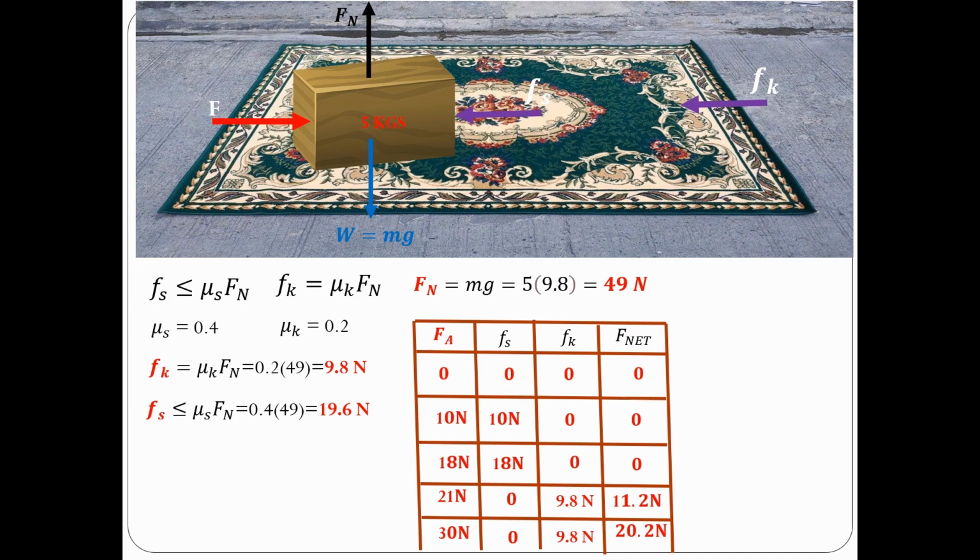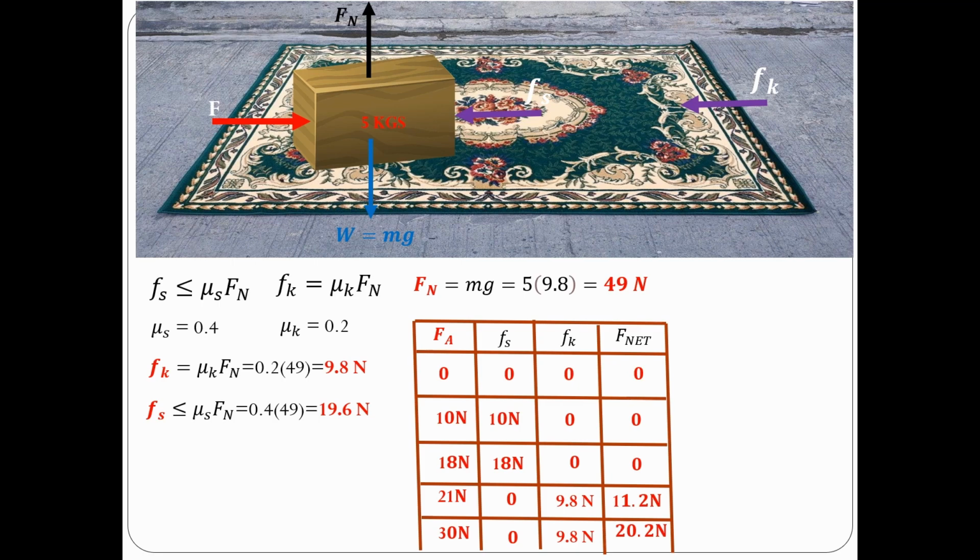You are trying to push it, but it does not move. So the net force is 0. Let's say if you try to push it with 18 newtons, then it is going to push back on you with 18 newtons also. That means your applied force is not enough to start moving it. So the static friction and the net force is still 0.